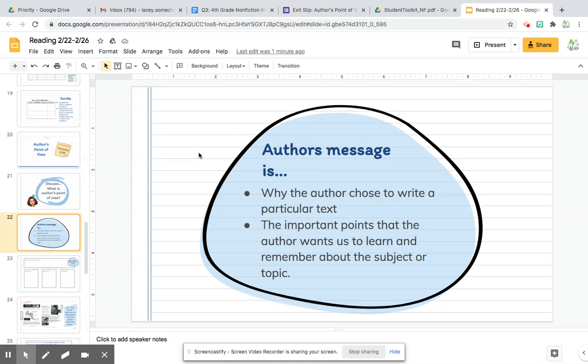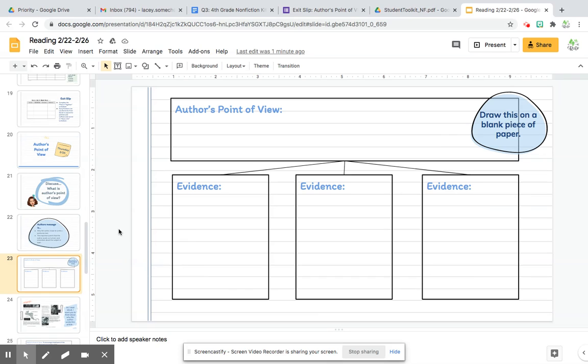You guys, in your nonfiction writing, you thought about what you were passionate about, what you were fascinated about, and then you had to come up with some important points, some important main ideas about that particular subject or topic.